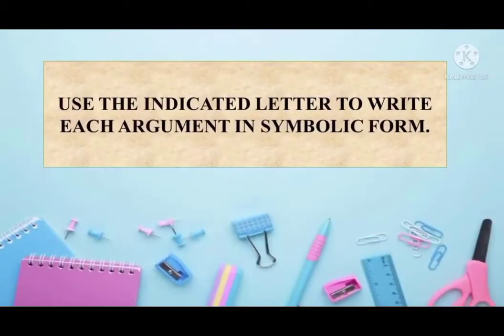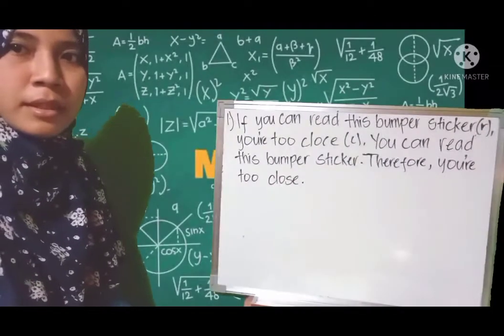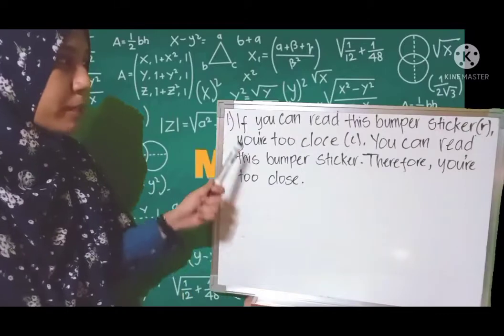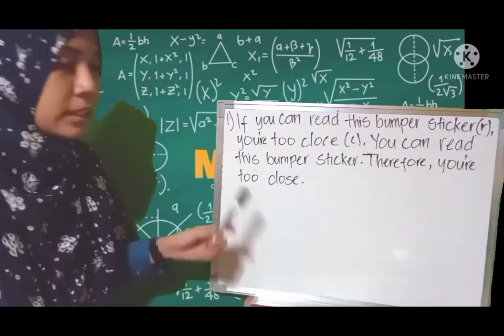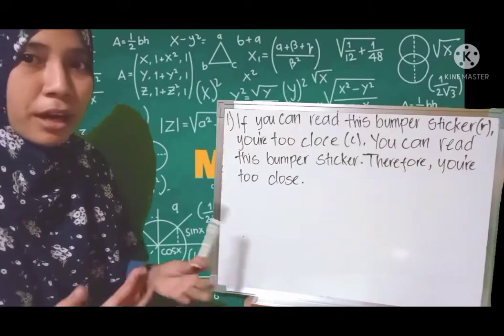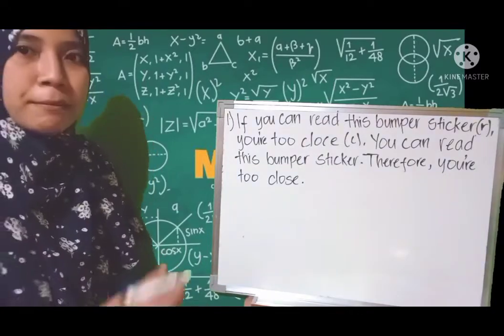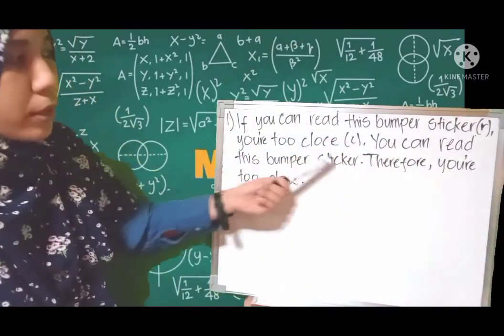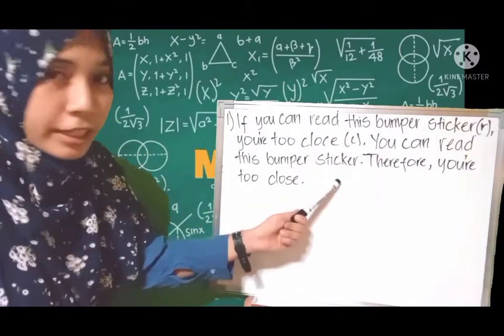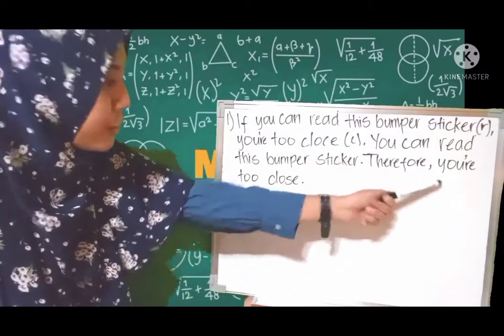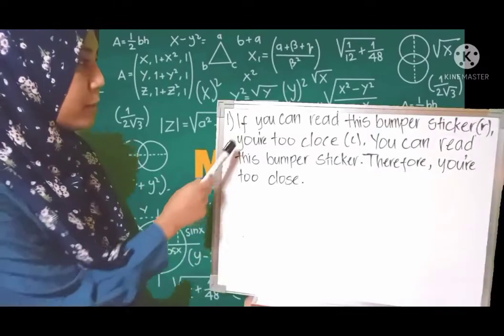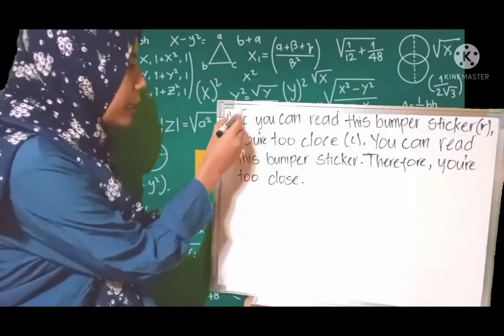In this exercise, use the indicated letter to write each argument in symbolic form. Okay? So now, magpo-proceed na tayo sa exercise number 1. Itong nakikita ninyo, ang gagawin natin is i-turn natin siya as a symbol. So, paano nga siya makukuha? Sa first sentence natin, meron ditong: if you can read this bumper sticker, you're too close. You can read this bumper sticker, therefore, you're too close. As we can observe, meron siyang ginamit na word na if.